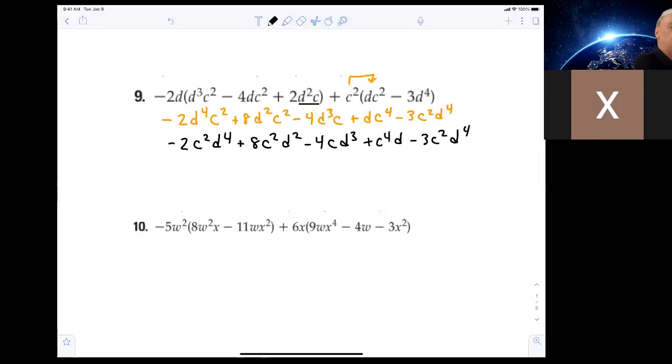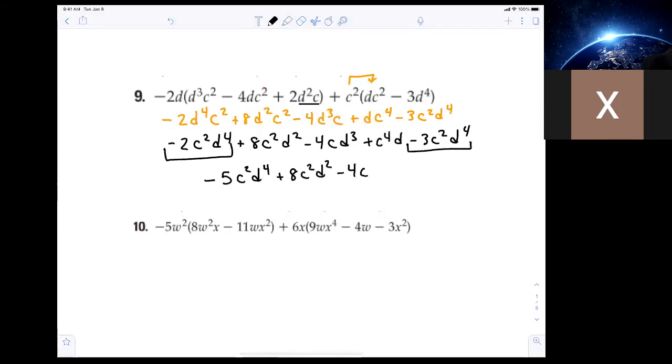All right. Now we're just going to combine terms. So the only thing I can put with c squared d to the fourth is c squared d to the fourth. Does everybody see this over here, right? So that would give me a grand total of negative 5c squared d to the fourth. And then everything else, plus 8c squared d squared minus 4c d cubed plus c to the fourth d. Anybody have any issues with that?